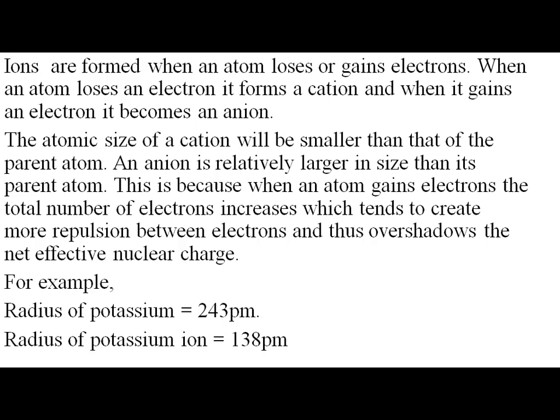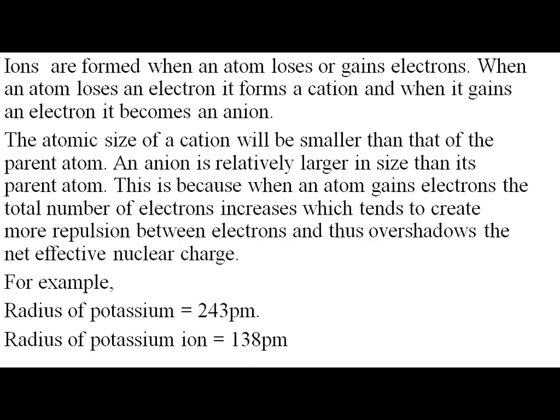This is because when an atom gains electrons, the total number of electrons increases. This is about the anion, which tends to create more repulsion between electrons and thus overshadows the net effective charge.